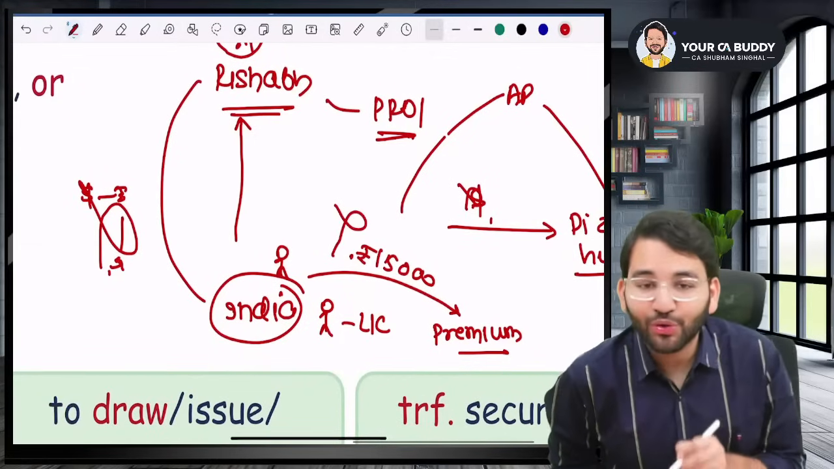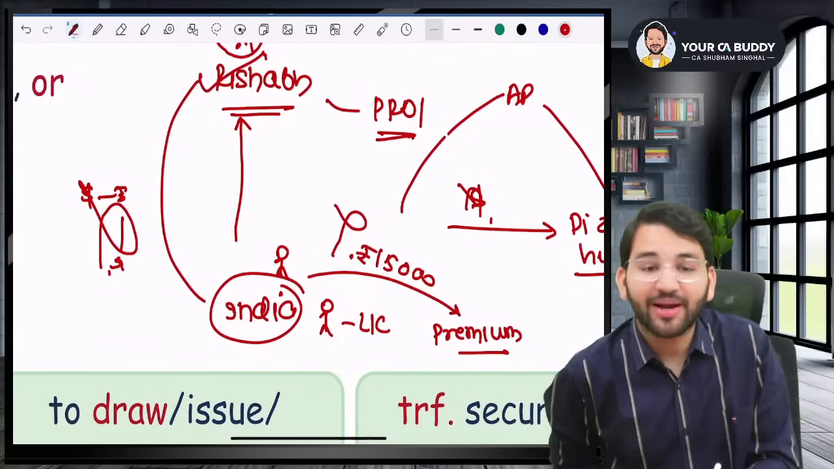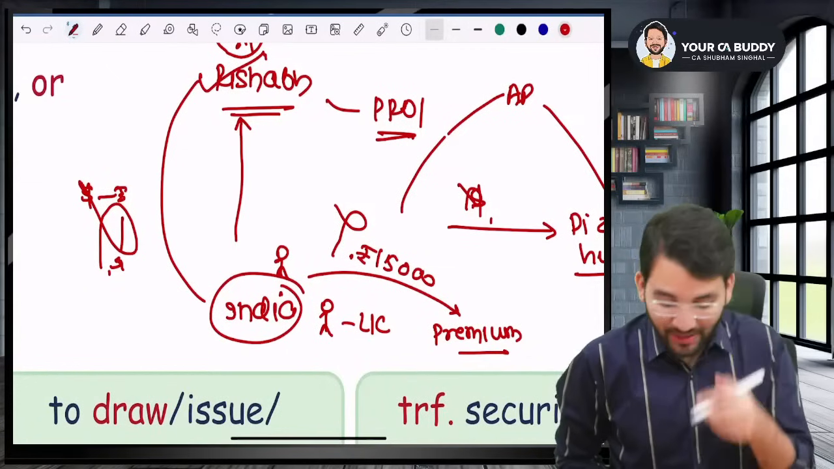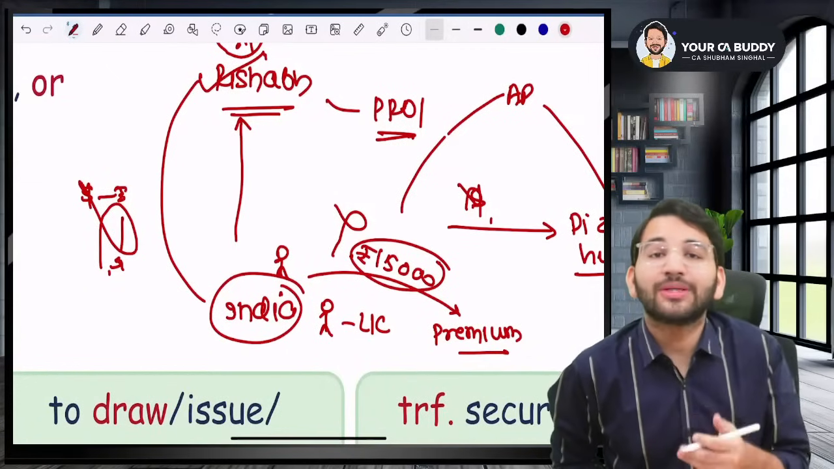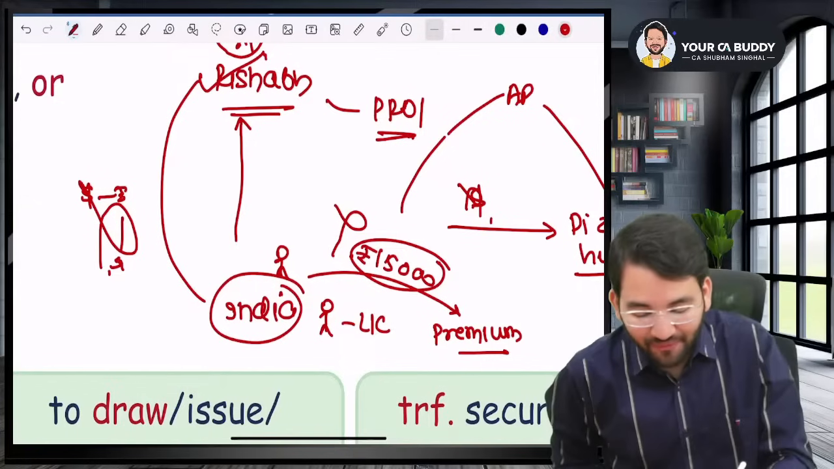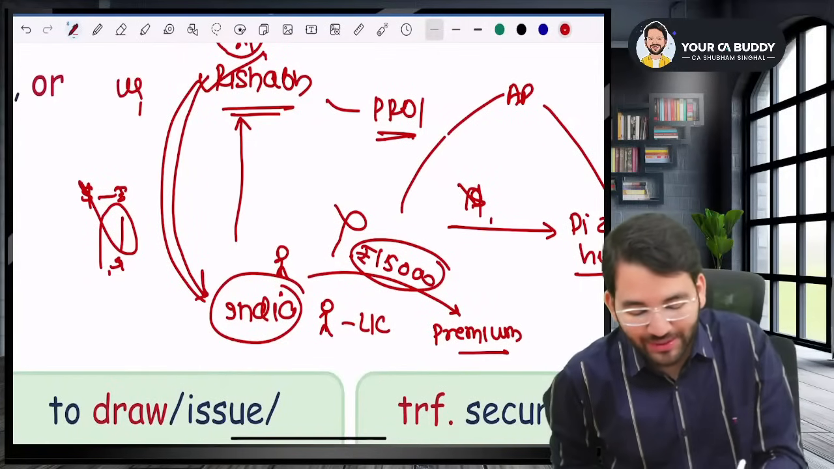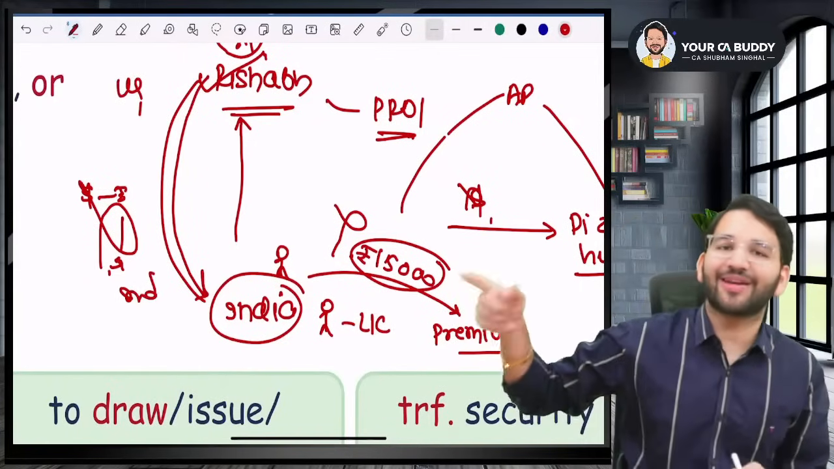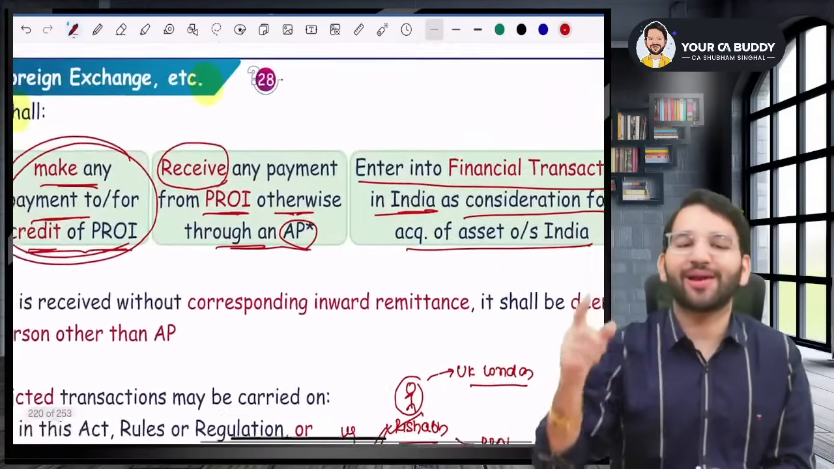The law said that no, you cannot do that. You cannot make any payment to the credit of a PROI. Why, sir? When you do this, we lose our foreign exchange. Ideally, that 15,000 rupees should come from the US to India. But because you did this transaction, we lost it. That is why you are not allowed to do this.